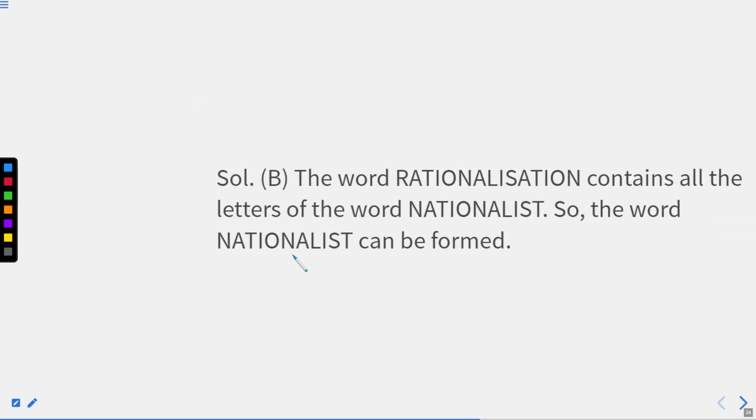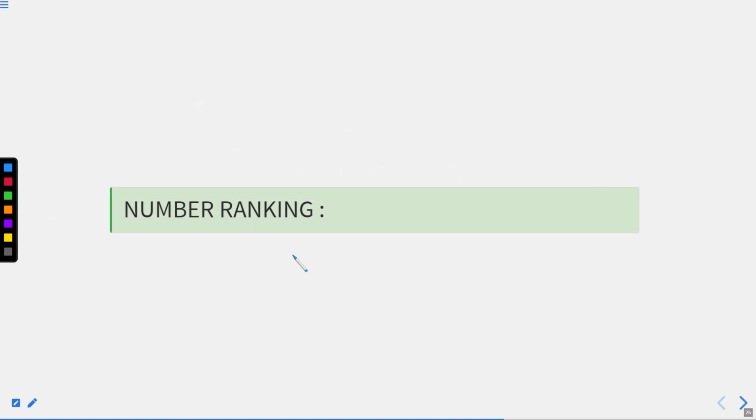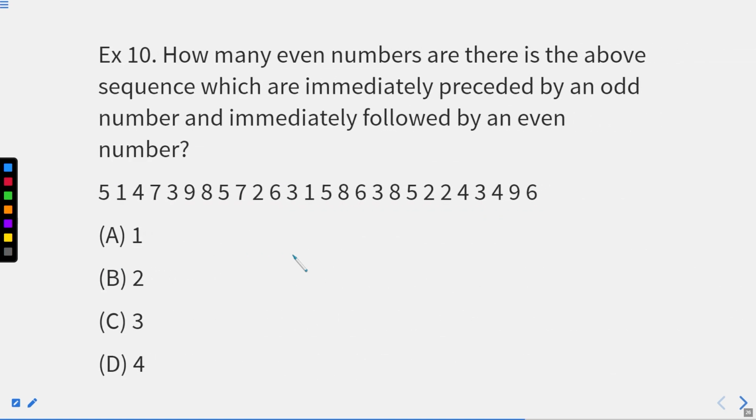Now we'll move to the next question. This will be a different question because it is going to be based on number ranking. Till now we were discussing questions related to alphabets; now we'll move to questions related to number series or numbers, okay? The basic procedure is very similar. First, we will read the question and then we'll start answering by following the steps.